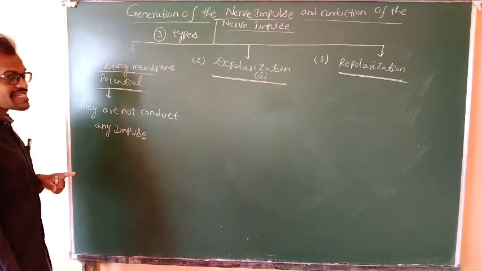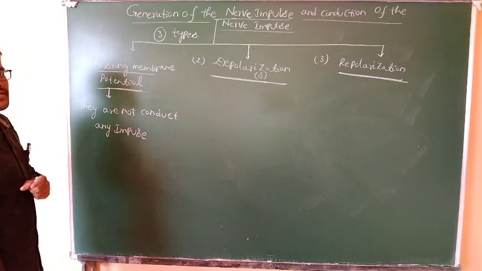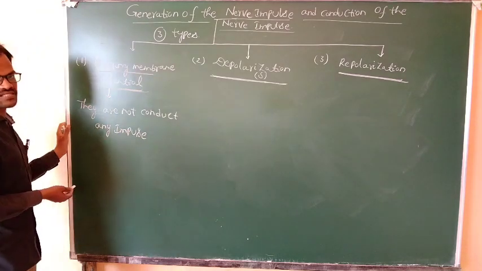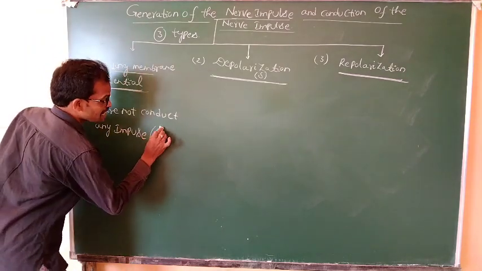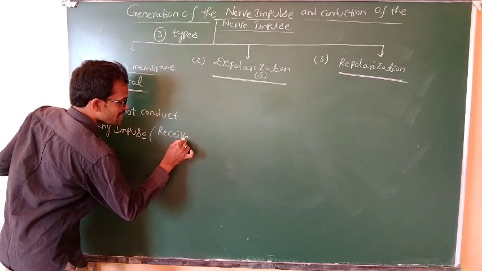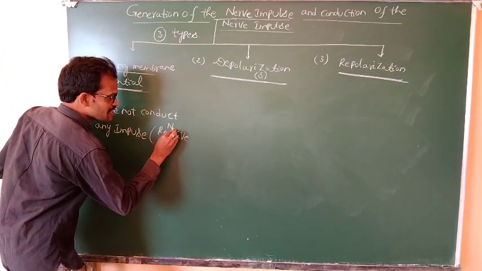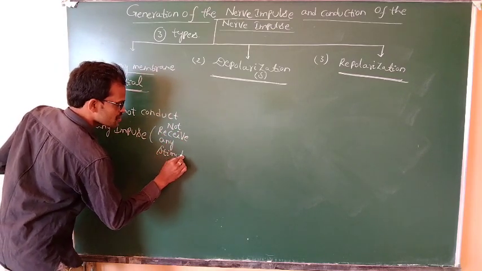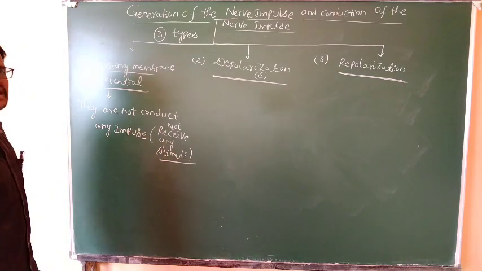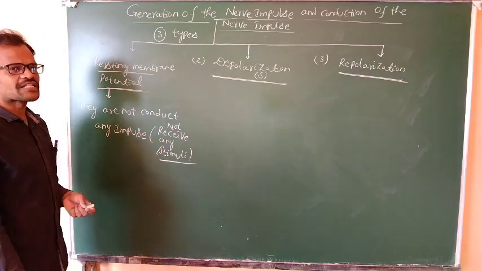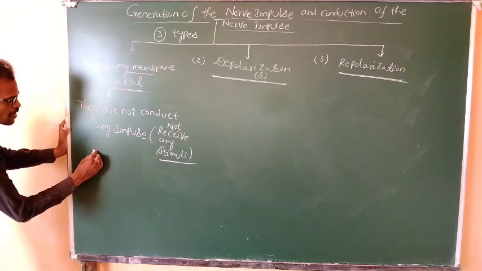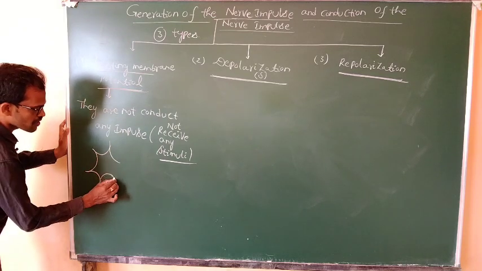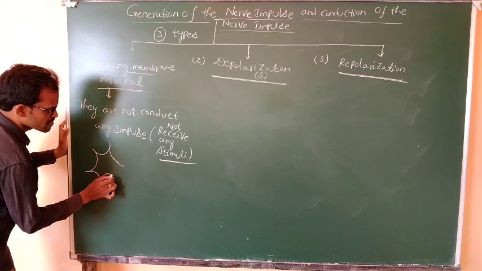Resting membrane means the resting condition. Once the neuron is in the resting position, it does not conduct or generate any impulse, and does not receive any stimuli. During the resting membrane potential, the membrane, that is the axolemma, is in the resting position.